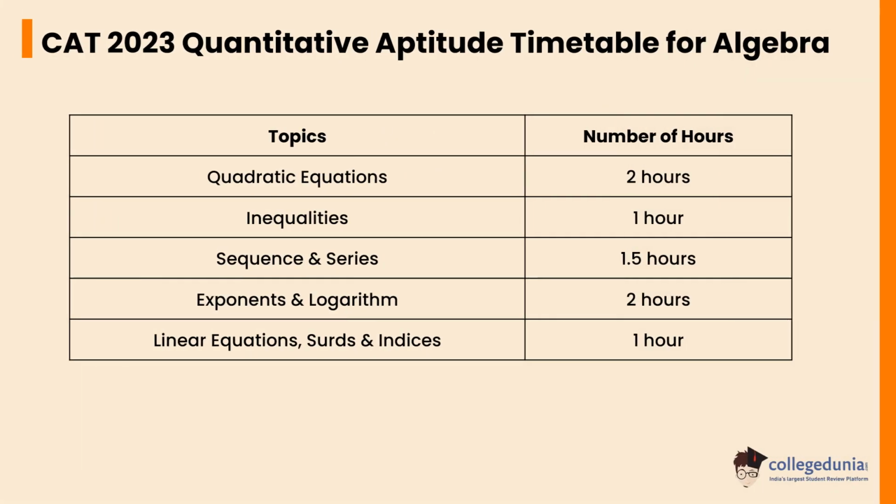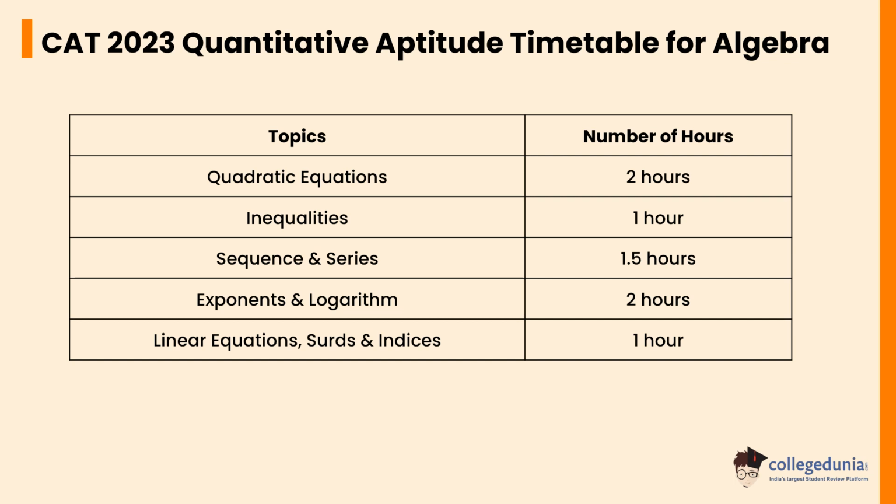Let's check the CAT 2023 quantitative aptitude timetable for algebra. Give 2 hours for quadratic equations, exponents and logarithms. Give 1 hour for inequalities, linear equations, surds and indices. Give 1.5 hours for sequences and series.